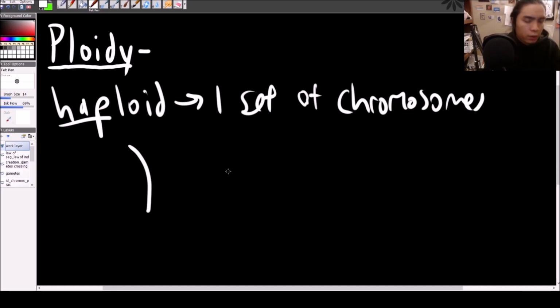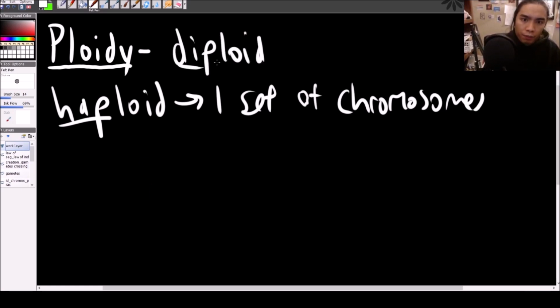Cool. So you could have a tetraploid. That would be 4 sets of chromosomes. So there would be 4 homologous chromosomes for every 1 type of chromosome. But for now, we just want to worry about diploid and haploid. So diploid is 2 sets, and this will be pretty relevant moving forward.